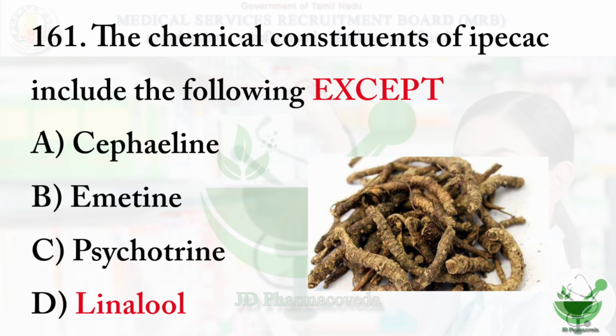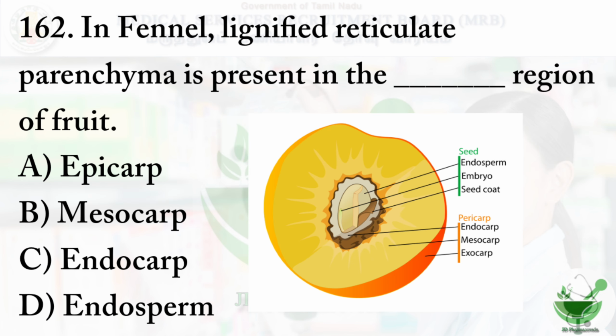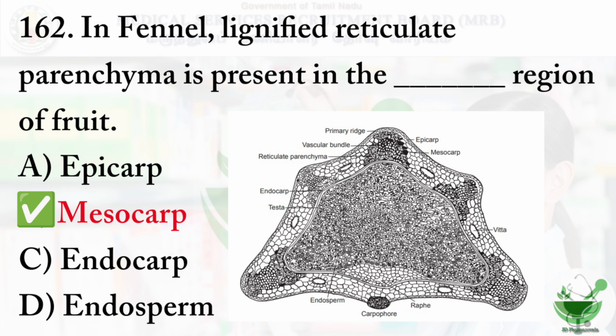Then question number 162. In fennel, lignified reticulate parenchyma is present in the dash region of the fruit. Option A epicarp, option B mesocarp, option C endocarp, option D endosperm. So the right option is option B, mesocarp.